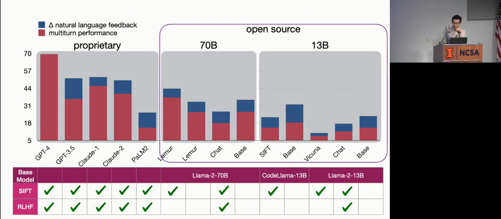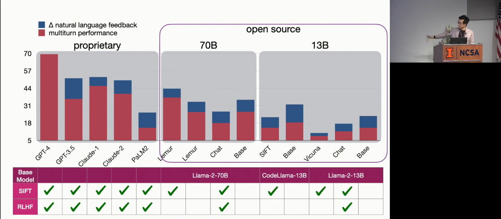Okay, so this is the results. The performance is the micro average across the 8 datasets we just talked about. The red bars are the performance with up to 5 turns of interactions, and the blue bars are the improvements from including GPT-4's natural language feedback on top of that. The proprietary models are on the left-hand side, and the open source models are on the right. All open source models here are fine-tuned from Llama 2 with various sizes. The table at the bottom tells us whether these models are fine-tuned with SIFT or RLHF.